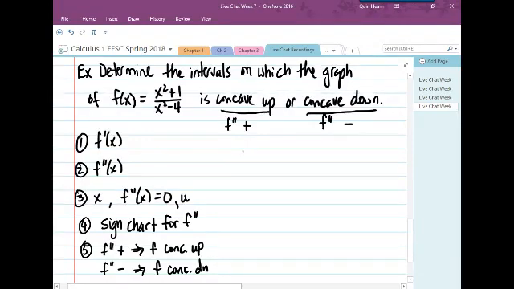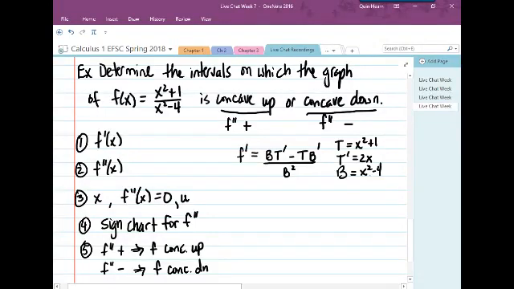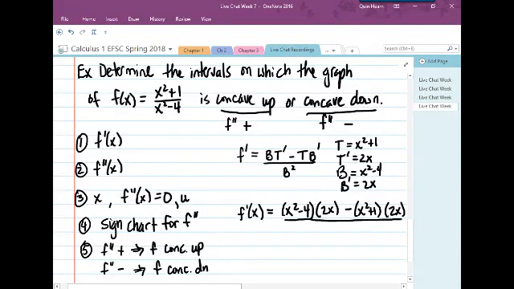So I like to think of the quotient rule as saying that the derivative is going to be the bottom times the derivative of the top minus the top times the derivative of the bottom, over the bottom squared. In this case, the top function is x squared plus 1, so the derivative of the top is 2x. And the bottom function is x squared minus 4, so the derivative of the bottom is also 2x. So let's fill that in. The derivative f prime of x is going to be x squared minus 4 times 2x, minus x squared plus 1 times 2x, all over x squared minus 4 squared.